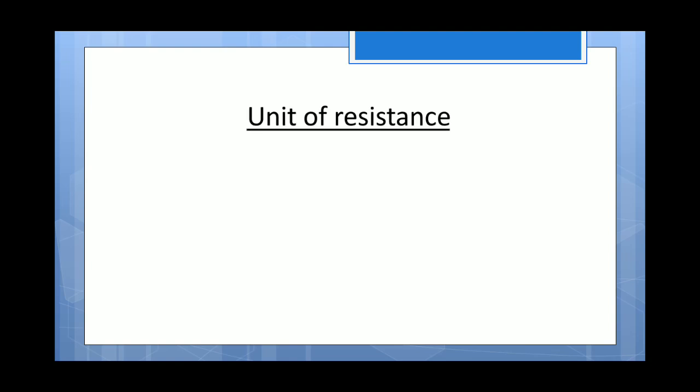Let us discuss about the unit of resistance. As R is equal to V upon I, and the unit of potential difference is volt and the unit of current is ampere, so the unit of resistance is equal to volt upon ampere, which is called ohm.